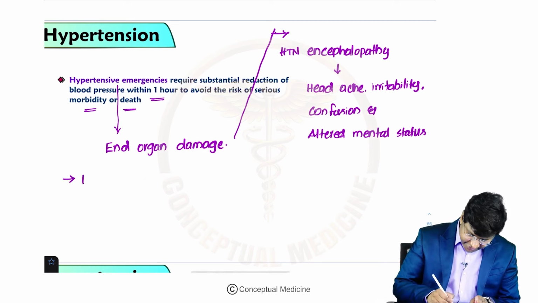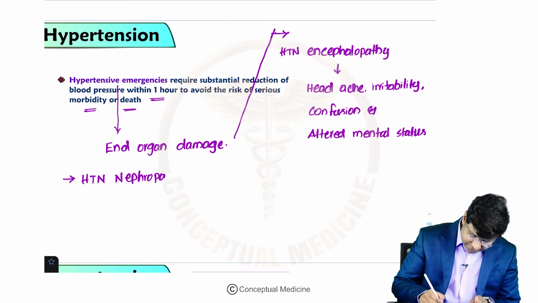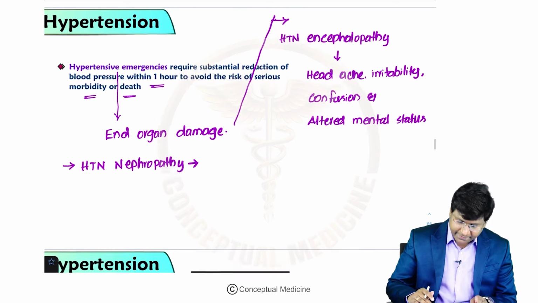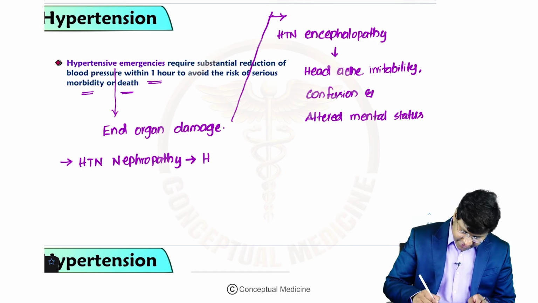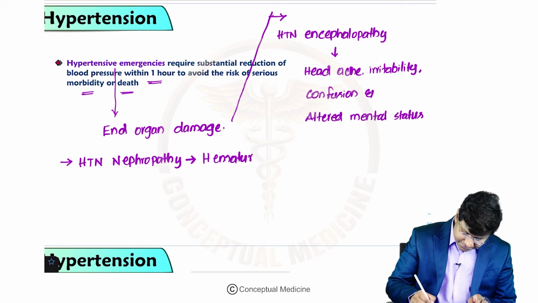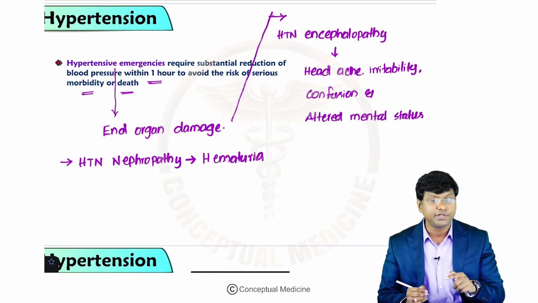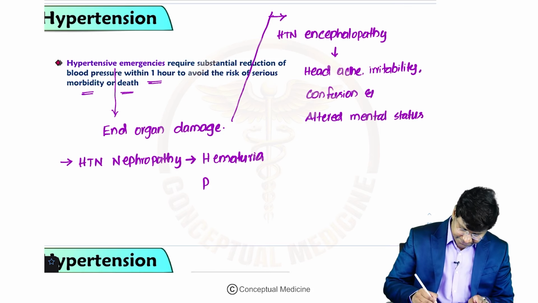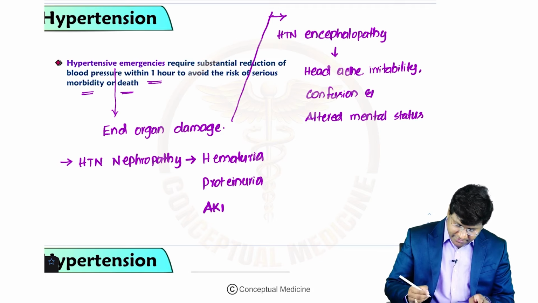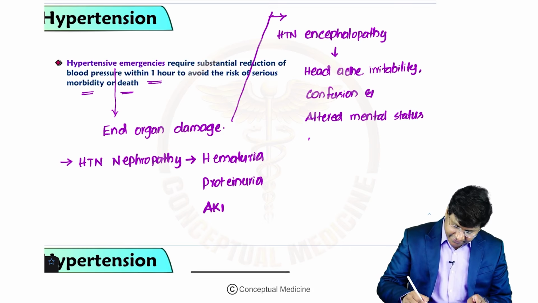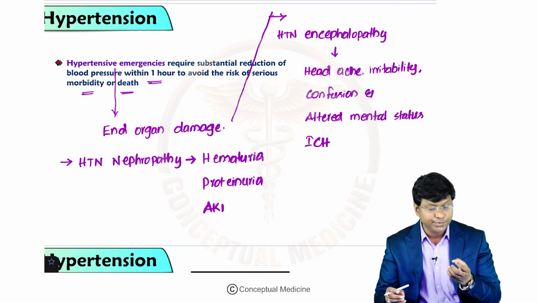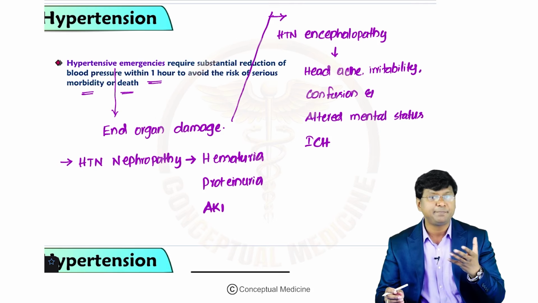Then followed by that we have a clinical entity called hypertensive nephropathy. So hypertensive nephropathy is the scenario where the individual has the development of hematuria. Next, these individuals will also have proteinuria and acute kidney injury. So, these will be the features of the hypertensive nephropathy, right? And apart from that, these individuals can also have intracranial hemorrhage due to rupture of the blood vessels due to high pressures.